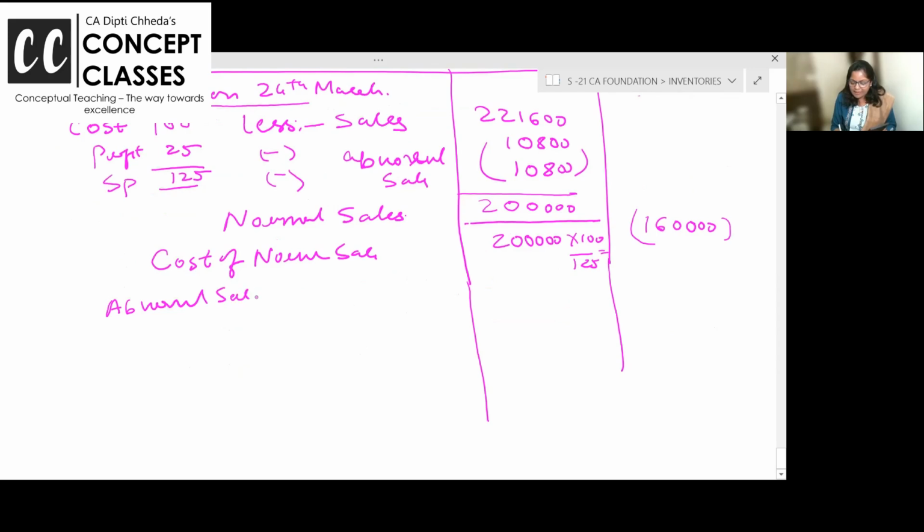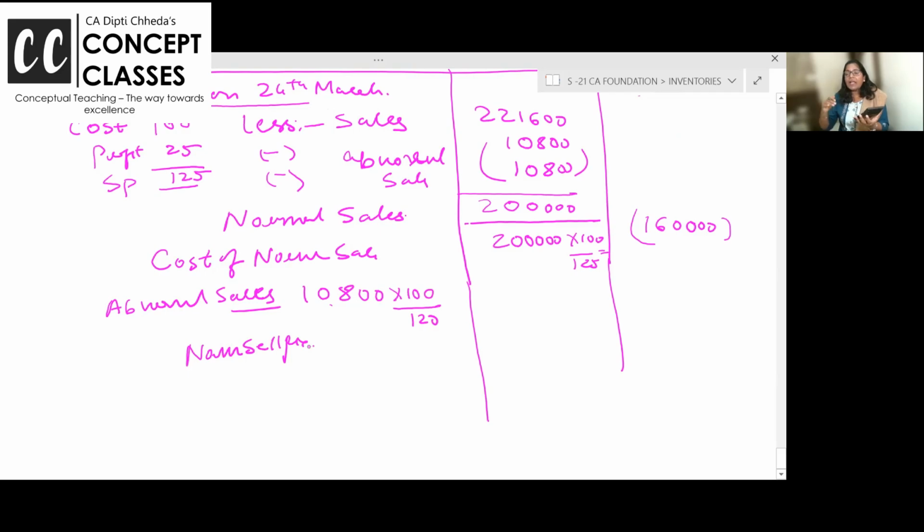Abnormal sales. First, 10,800. This you have sold at 20% more than the normal selling price. So 10,800 into 100 by 120, if I do, I'll get the normal selling price. I hope you are getting it.